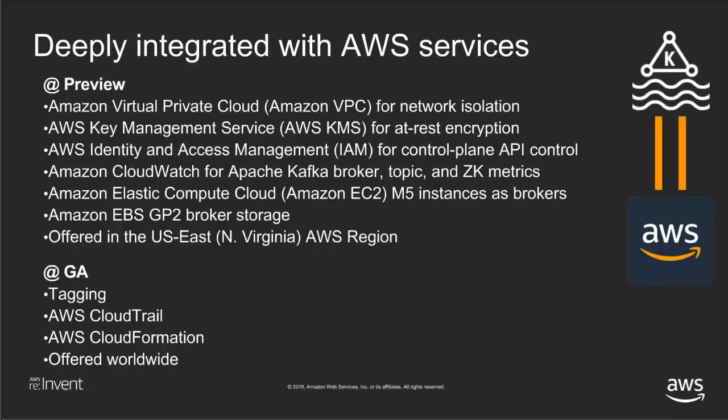During preview, we have a number of integrations that are already there. The core ones are Amazon VPC for network isolation. All of the traffic that is driven to and from the clusters in Amazon MSK is over a private connection. That means that there's no public endpoints. We don't provide any support for public endpoints. The clients themselves have to be either inside or connected to your VPC in order for you to drive data to and from the clusters in Amazon MSK.